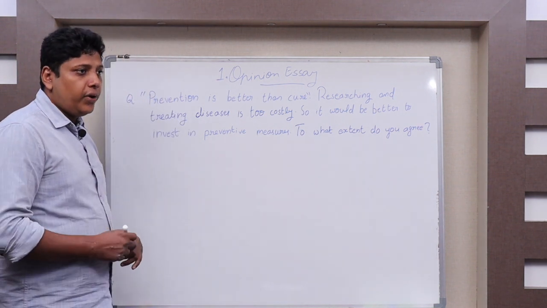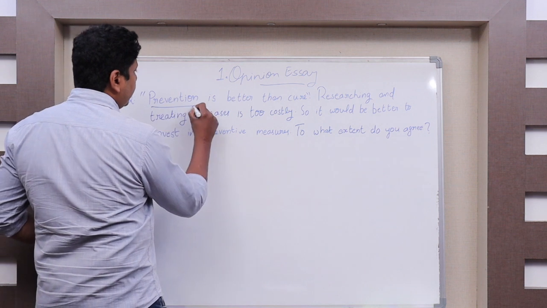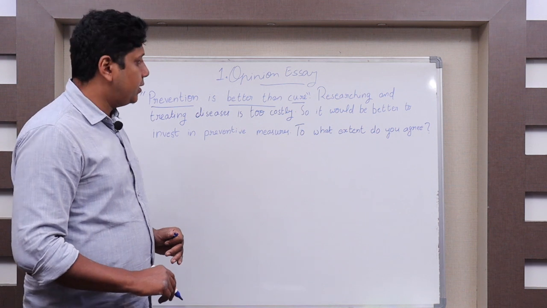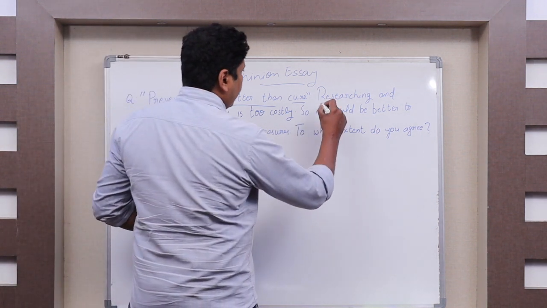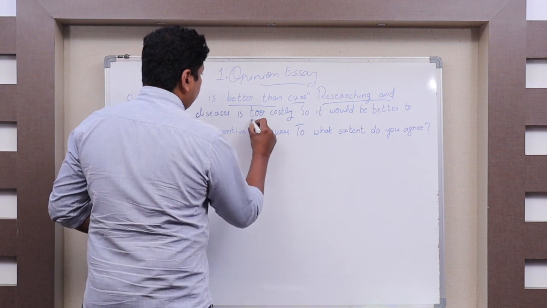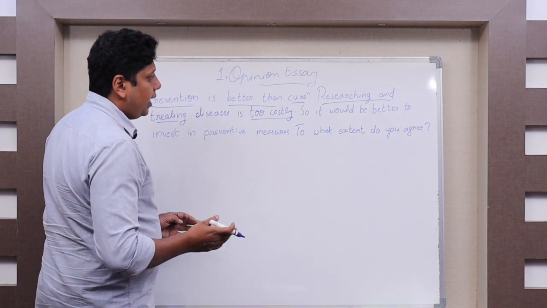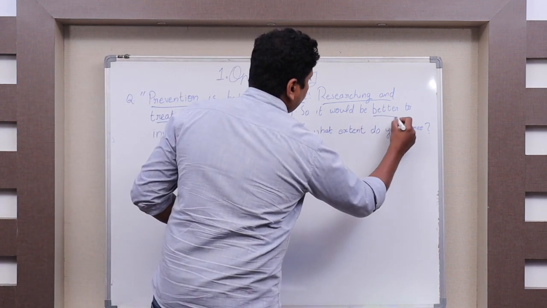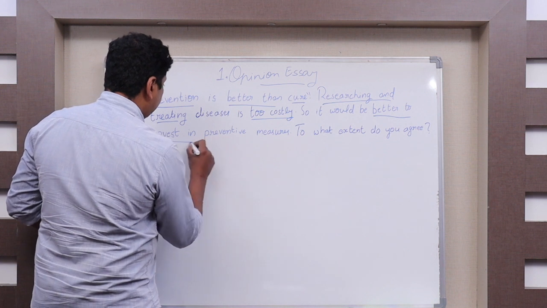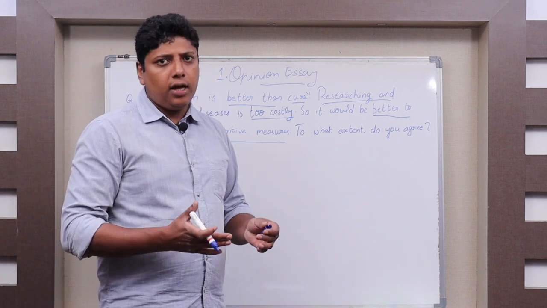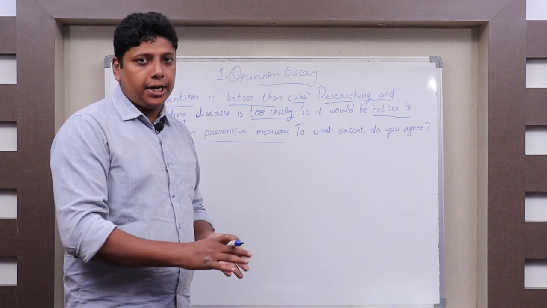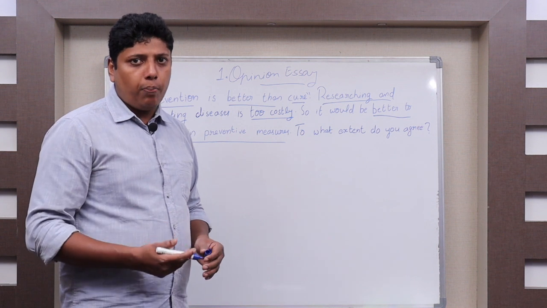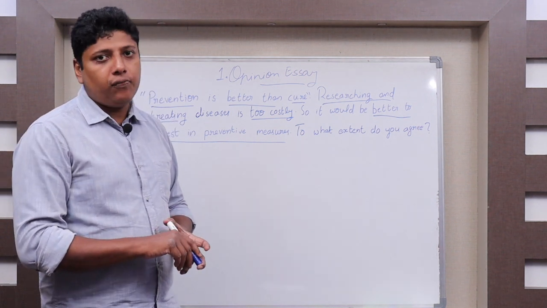First, we have to identify the keywords. A keyword is prevention better than cure. From that, we understand what the examiner wants from us. And next is researching and treating too costly. So again, that is supporting the first point. Then finally, it's asking us whether it would be better to invest in preventive measures. So the whole thing is pointing towards prevention, and the questioner is asking us to give our opinion for that.